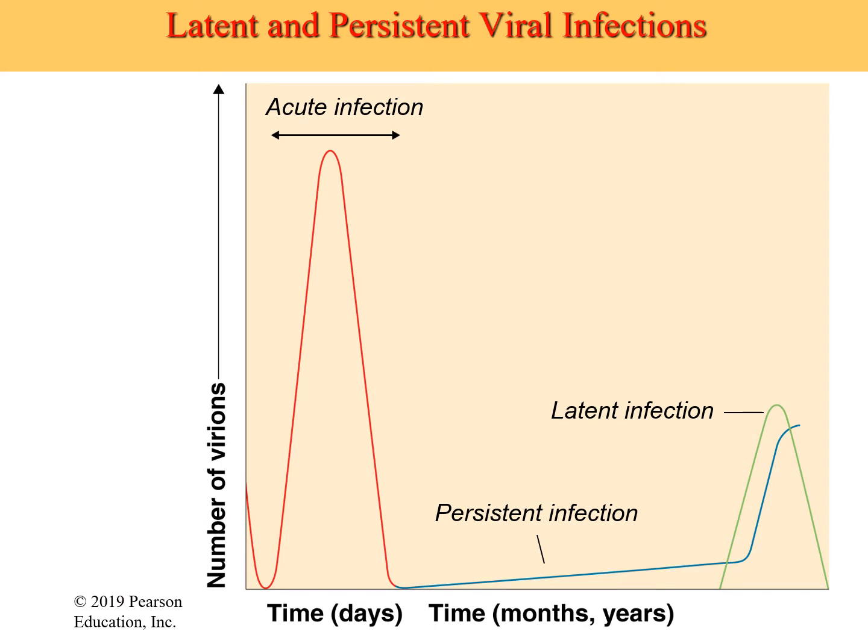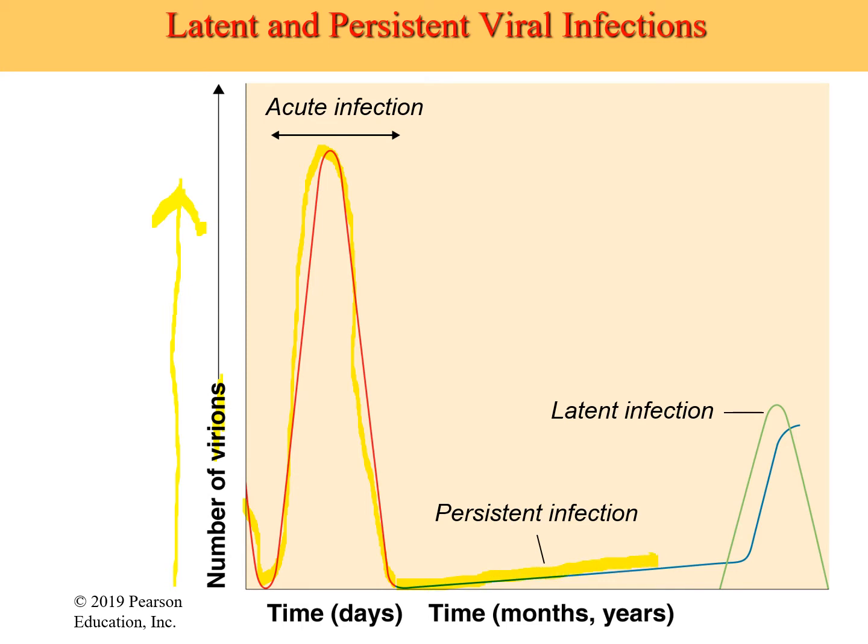Okay, this is a diagram, and you have to remember that any diagram showing numbers or illustrating increasing change in numbers of infectious virus particles, or virions, is going to be on a logarithmic or exponential scale, not a linear scale. Here you see an initial infection resulting in acute infection, which we looked at before, and that can resolve, or it could sometimes continue as a persistent infection.